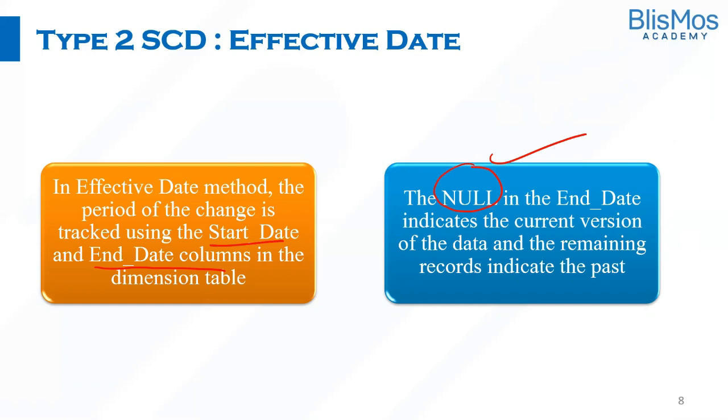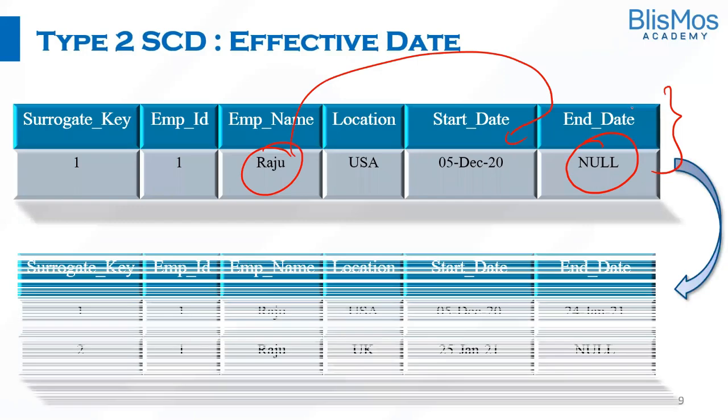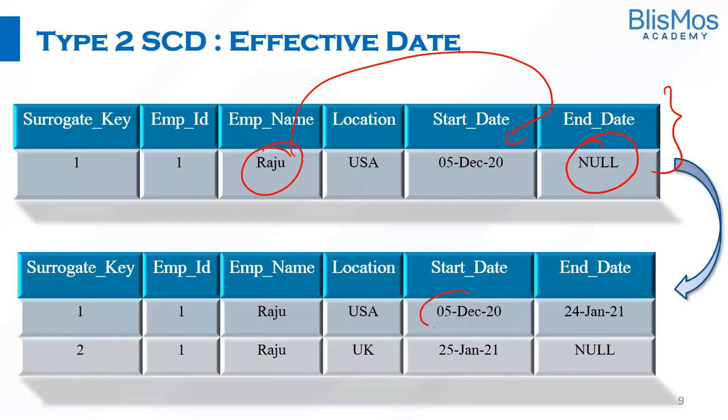Let us take an example here. This is the previous data where end date is null, means Raju is still staying in US. But when Raju shifts to UK, what happens is we'll mention the start date as 5th December 2024 and January 21st. Since he has shifted to UK, we have the end date as null, means still Raju resides in this location.